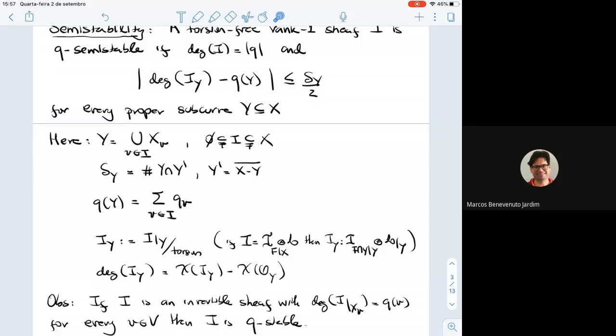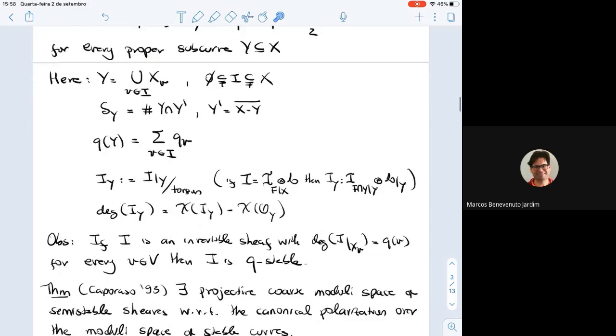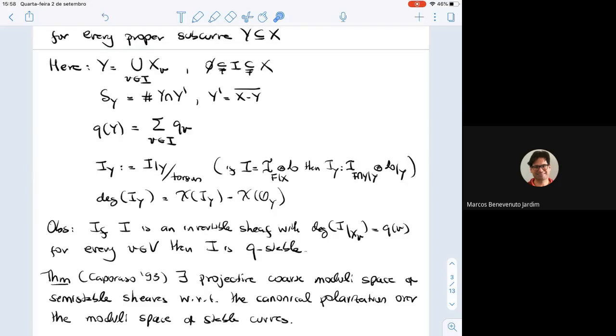You notice that it restricts the kind of degrees that your sheaf has on the components. They must lie in this range given by this delta of Y and the q. And using this notion, Lucia has constructed, as I said, a projective coarse moduli space of semi-stable sheaves with respect to the canonical polarization in any degree d over the moduli space of stable curves using geometric invariant theory. So that's a very interesting compactification. It's the first one that was constructed. It uses this notion of semi-stability.